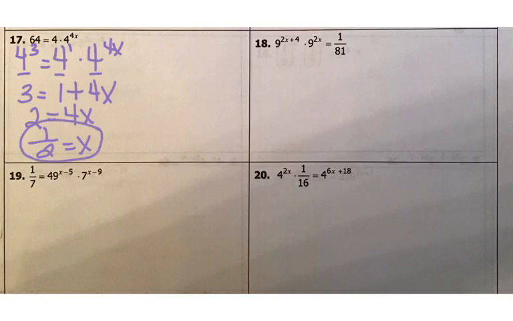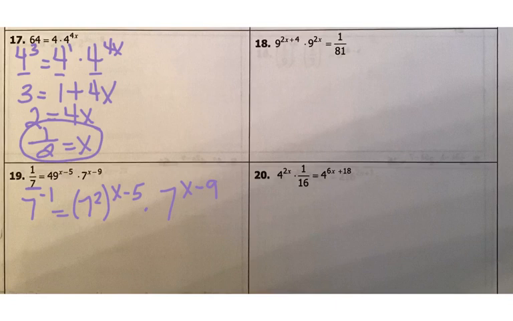Okay, so the last one that we're going to do together is number 19. It can look intimidating when you first look at it, but it's not that bad. Remember, we said with a fraction, that can be written as 7 to the negative 1, right? Then we have 49. Well, we know we can use 7 for a base of 49, so we're going to do 7 squared, and then bring down the exponent. And then we already have a base of 7, so we just have 7 to the x minus 9.